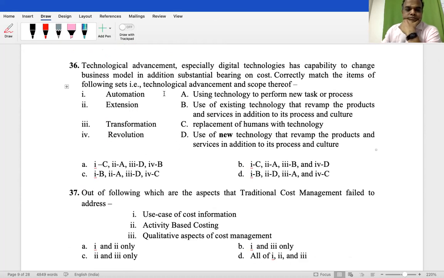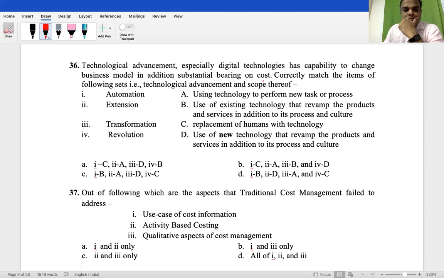Technological advancement, especially digital technologies, has the capability to change the business model and has a substantial bearing on cost. Correctly match the items of the following sets, that is, technological advancement and scope thereof. Option 1, technological advancement may be automation, extension, transformation, revolution. What would be the scope for each?